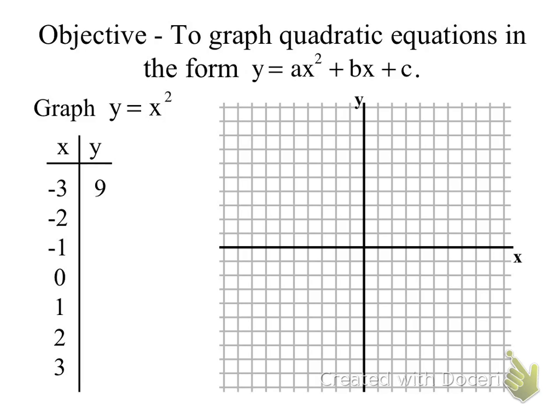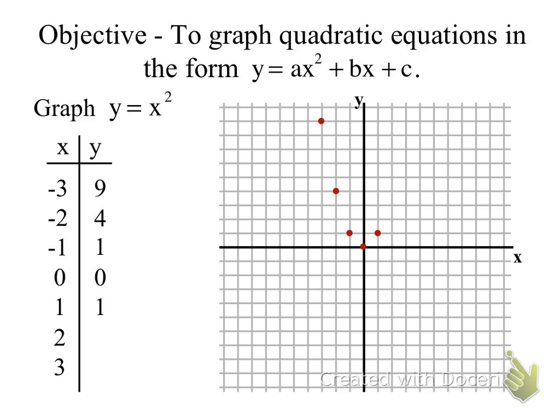So -3 squared is 9. And then I plot that point. -2 squared is 4. And then I plot the point. -1 squared would be 1, and then I plot the point. 0 squared would be 0, and then 1 squared, I get 1.